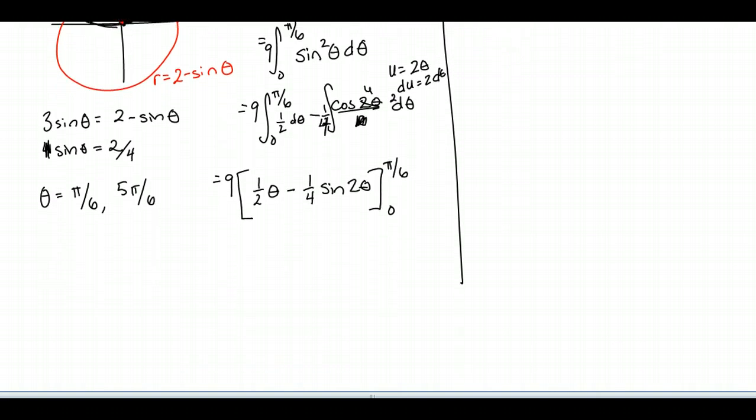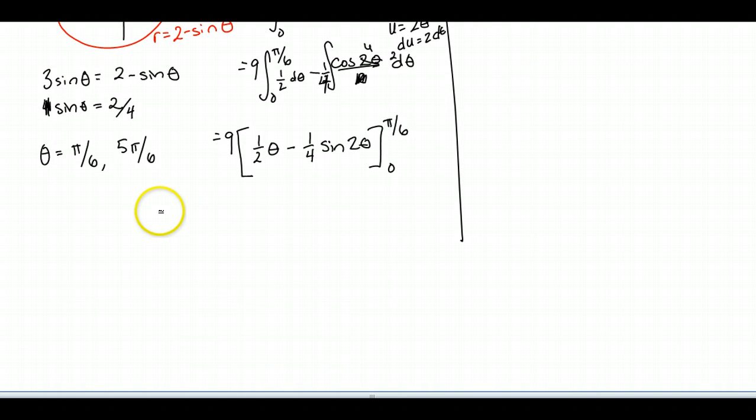Fundamental theorem of calculus. Plug in our pi over 6. Pi over 6 times 1/2 will give us pi over 12. We'll put parentheses for this first one. And then if we plug in pi over 6, that will give us pi over 3. Sine of pi over 3, or sine of 60 degrees, is square root of 3 over 2. So we have square root of 3 over 2, but it's also times that 1/4, so that will make that divided by 8. So if I plug in pi over 6, fundamental theorem of calculus tells us to subtract. If I plug in a 0, I get 0 minus 2 times 0 is 0. Sine of 0 is 0.